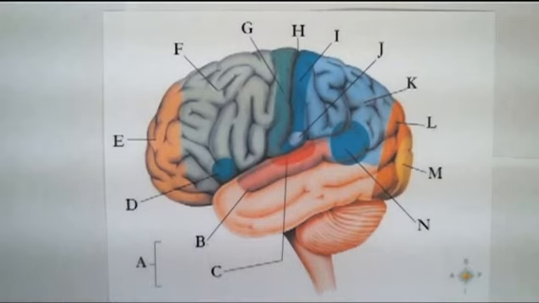This is the very basic parts that you need to be aware of on the brain. Make sure that you label many of these on your sheep brain dissection.